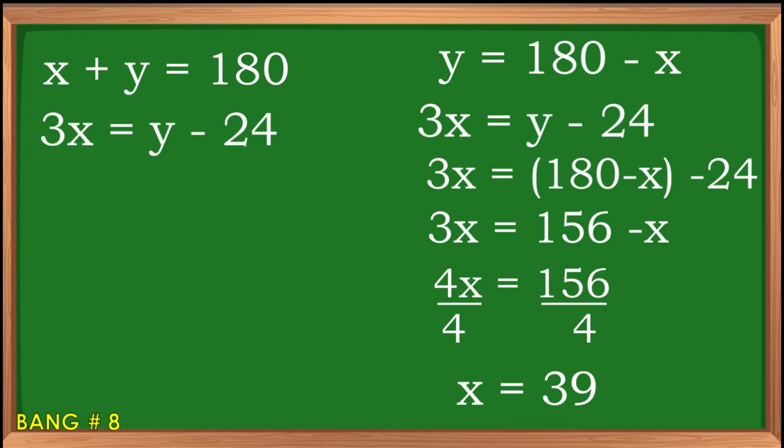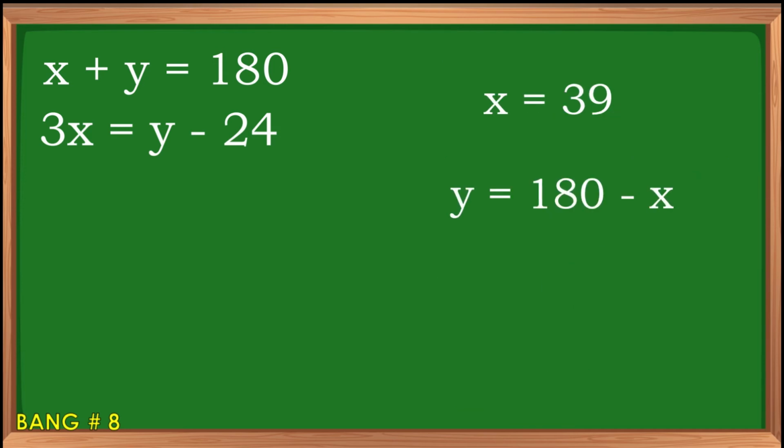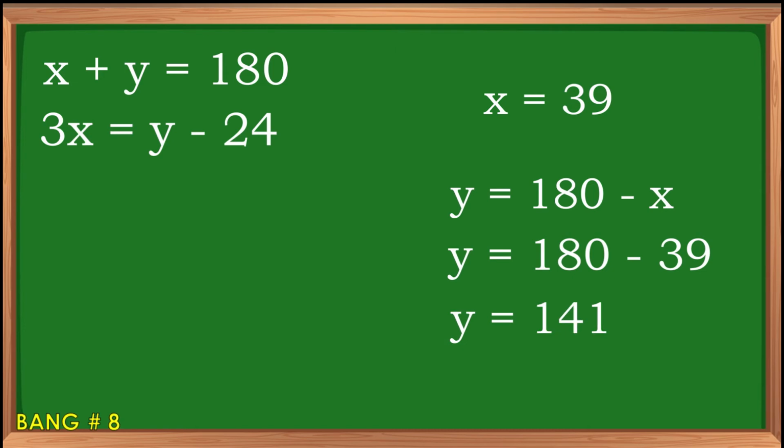Since we already have the value of x, we now solve for the value of y. In the equation, y is equal to 180 minus x. The result is 141. The solution set of the system is 39, 141. Therefore, the measure of the small angle is 39 degrees, and the measure of the large angle is 141 degrees. You got it right.